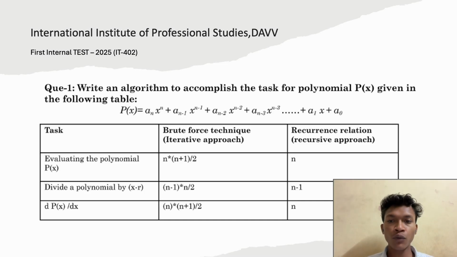In this lecture, we discuss the questions which were asked in the first internal test 2K25. We have the question to write an algorithm to accomplish the following tasks on polynomials in a given table. We have some tasks: evaluating the polynomial using an iterative method, evaluating a polynomial using a recursive method, polynomial division using synthetic division by x minus r, and finally computing the derivatives of a polynomial.